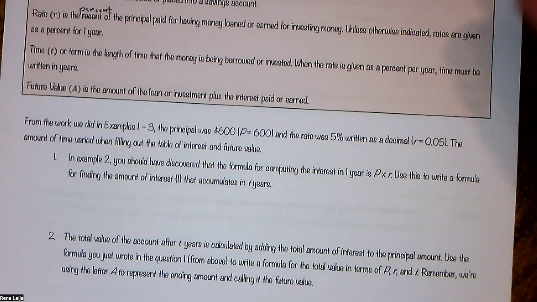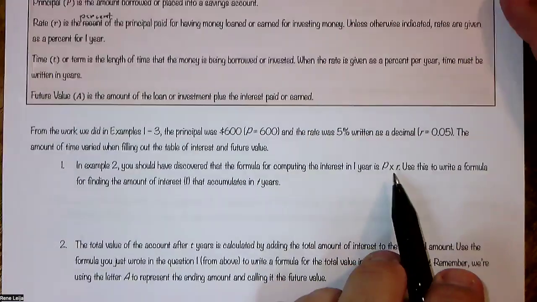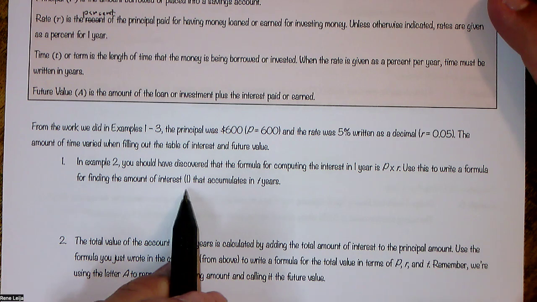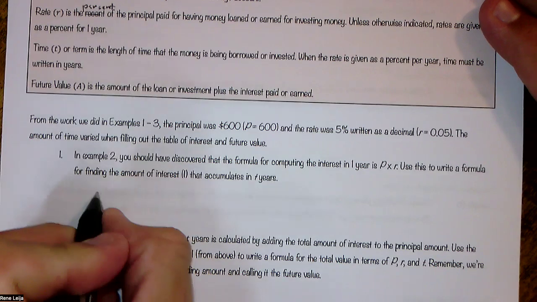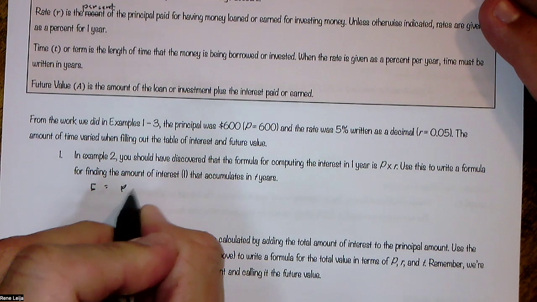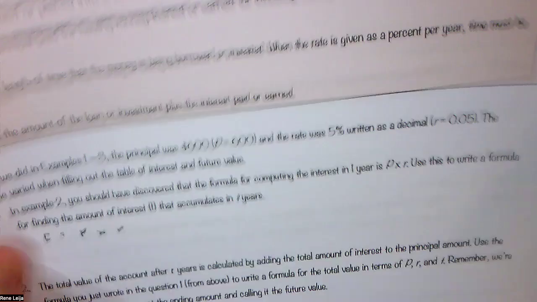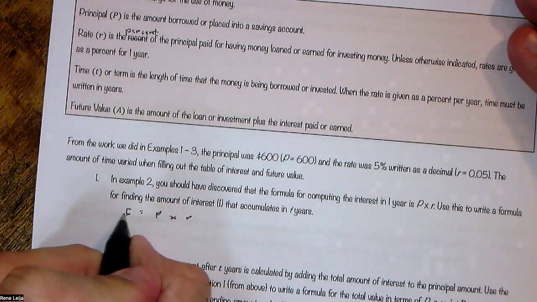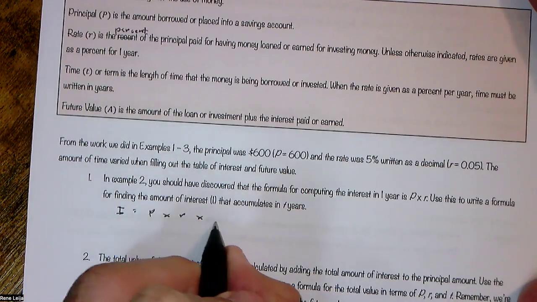Okay. All right. So it says in example 2, you should have discovered that the formula for computing interest in 1 year is P times R, which we did. That's what we just did. It says use this to write a formula for finding the amount of interest that accumulates in T years. Well, if interest is principal times rate, then this was done for each year. Okay. So if I want to know what my interest is going to be after 40 or 50 years, then all we have to do is multiply that by T.